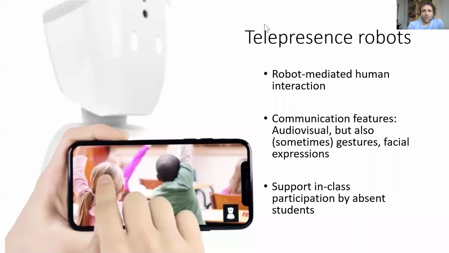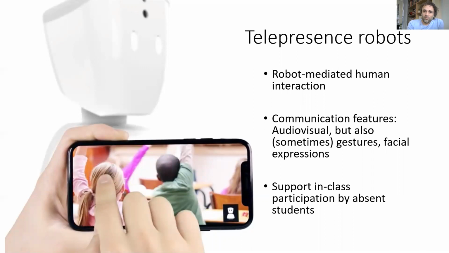Well, what is a telepresence robot? A telepresence robot is a robot that enables robot-mediated human interaction. It's communicating with someone else via a robot that represents you. You see this more and more, especially in classroom settings, where sick children or children who are in general not able to come to class can cooperate with fellow students in their classroom activities.